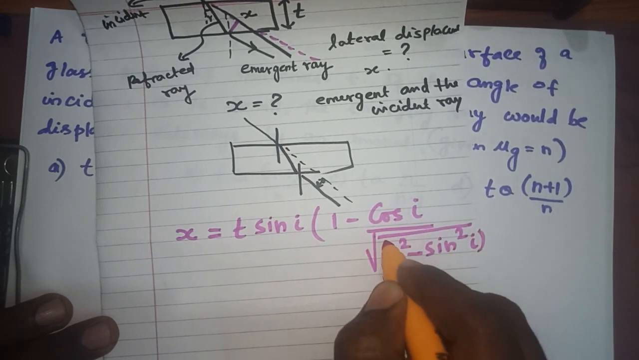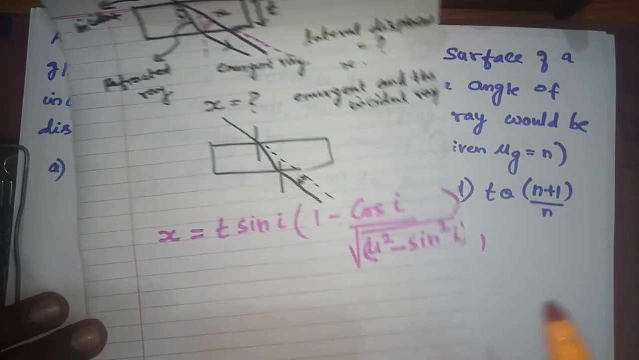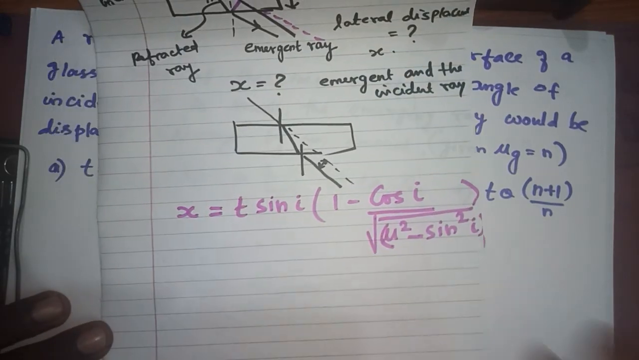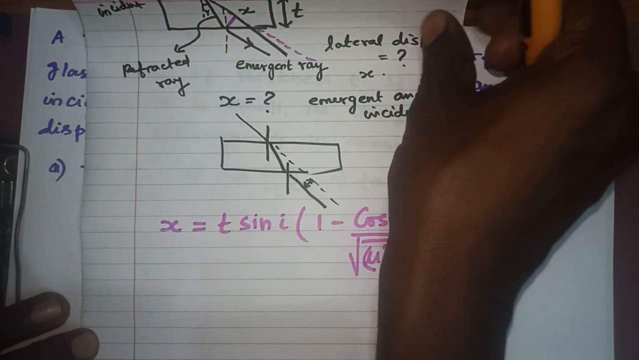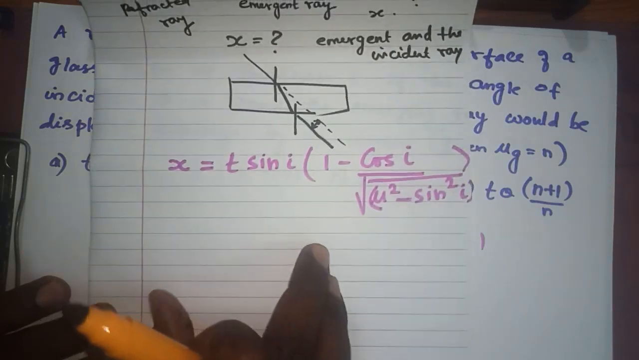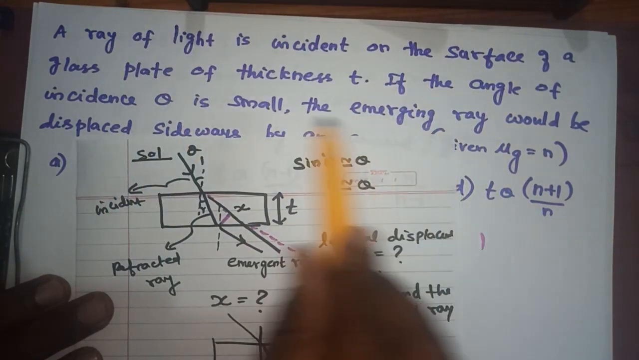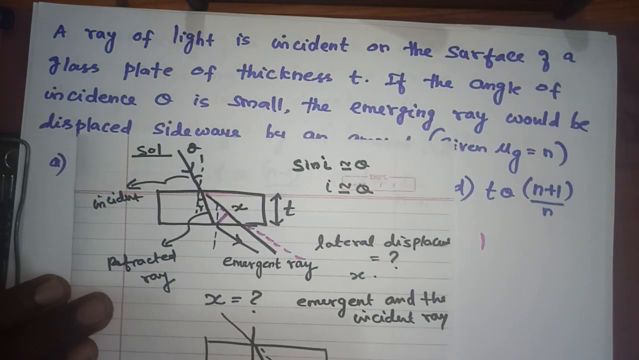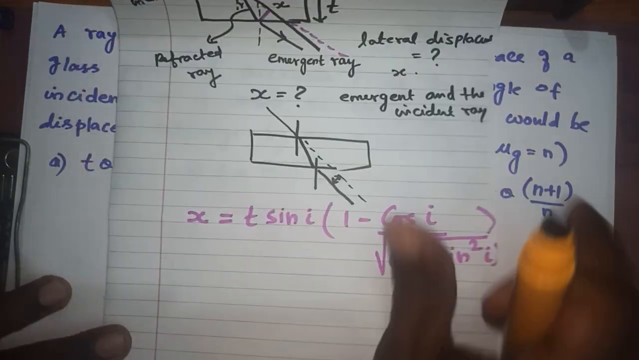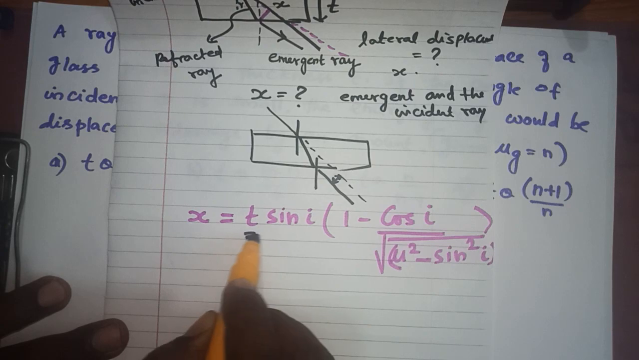So this is the formula to calculate this x, right? Now I should look at my question. A ray of light is incident on the surface of a glass plate of thickness t. Here in this formula you can find that the thickness t is given, right?